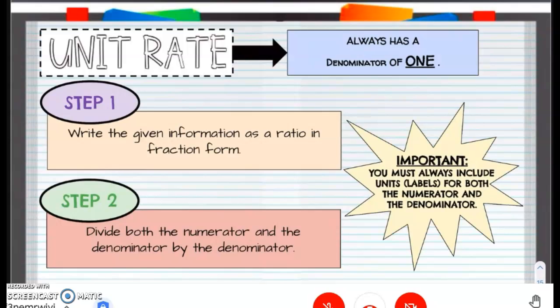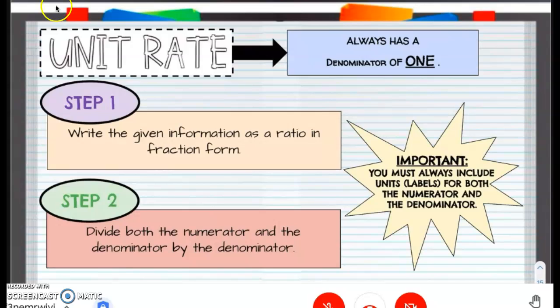So the first thing we'll do when we find unit rates or unit prices is we're going to write the given information as a ratio in fraction form. So we know how to write ratios in fraction form. Remember, we can write it 3 ways. So what we're going to do is write that in fraction form, and then we're just going to divide the numerator and denominator by the denominator. All we're doing is dividing.